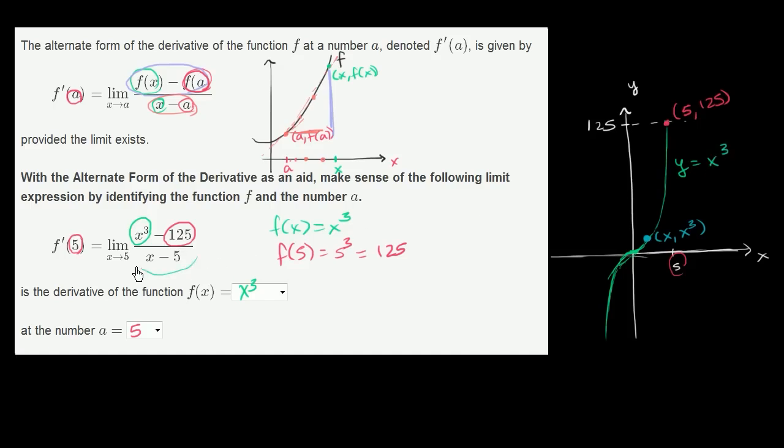And so this expression right over here, all of this is the slope between these two points. And as we take the limit as x approaches 5, so right now this is our x, as x gets closer and closer to 5, the secant lines are going to better and better approximate the slope of the tangent line at x equals 5. So the slope of a tangent line would look something like that.